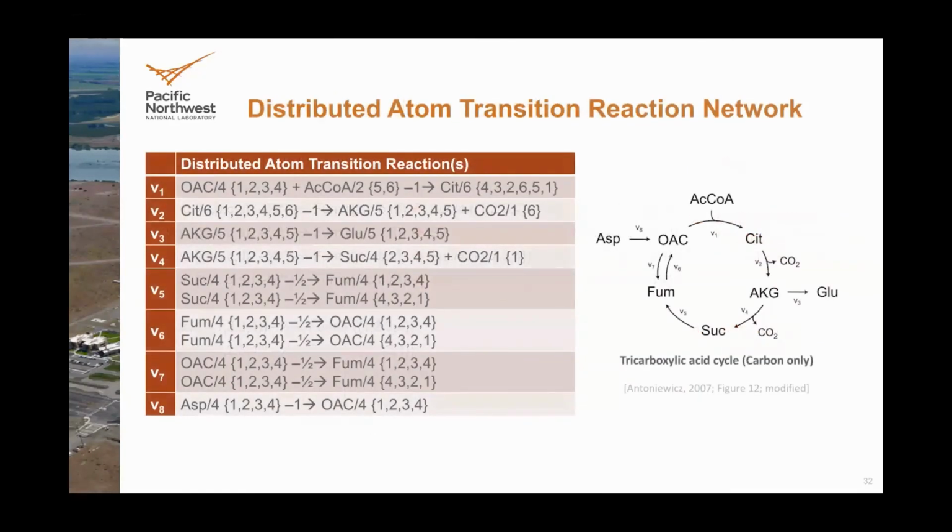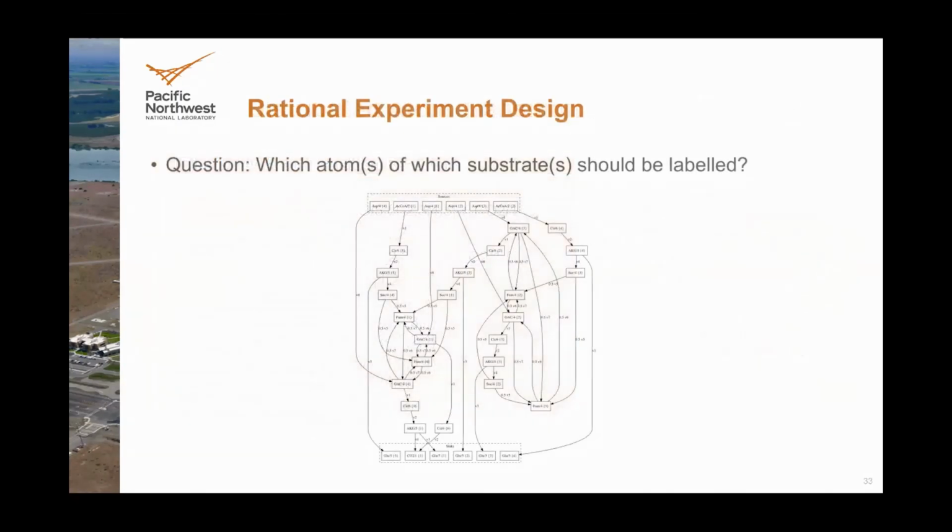So you go ahead and you do this for your entire reaction network, and here's the result. And you can see we've got a lot more reactions than we started with. We started with 8, and now we have 11. And in fact, once we add in our extracellular compartment, we're going to have even more reactions. This isn't a problem in practice. So now we can start thinking about rational experiment design.